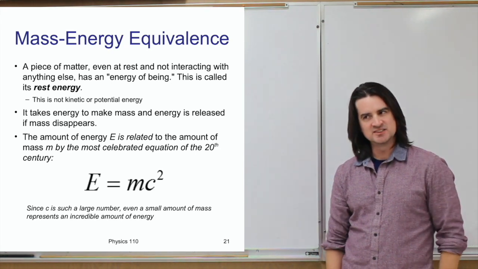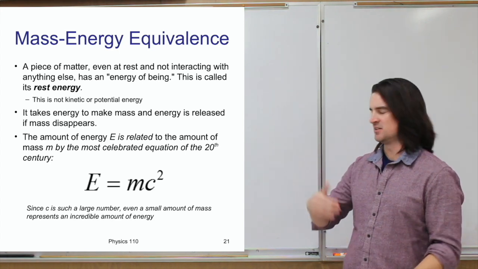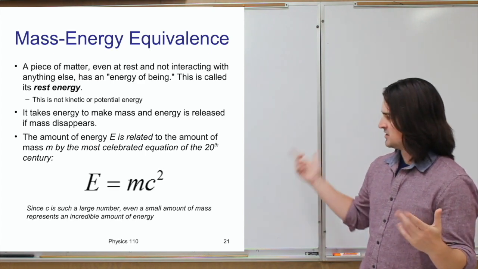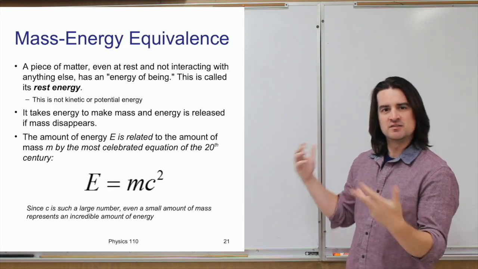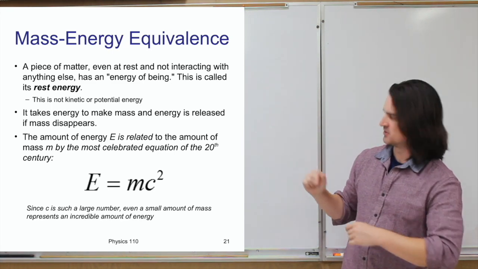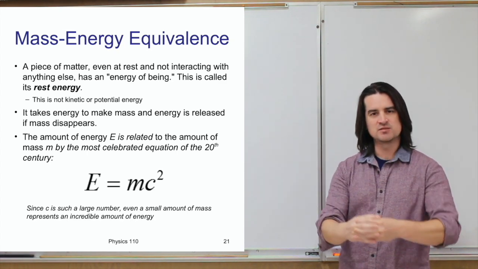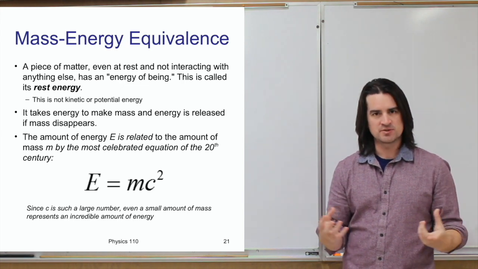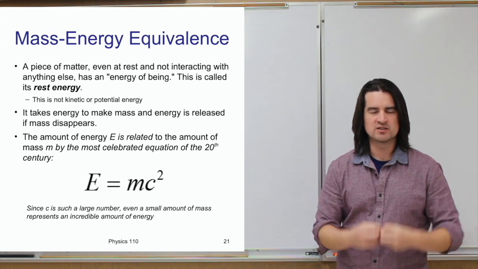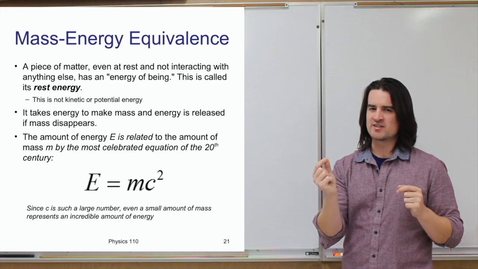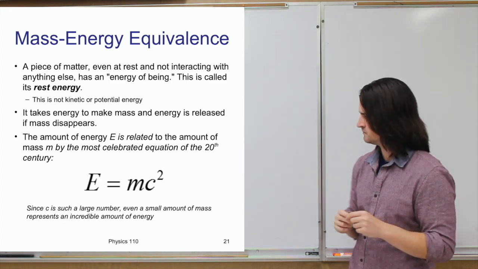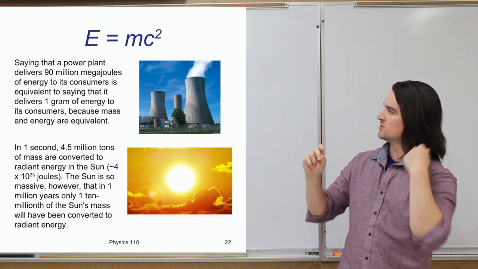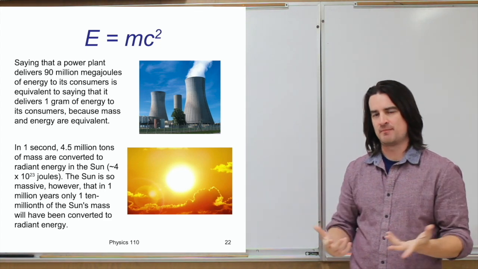And that idea is partially encapsulated in this equation, which you've probably seen. It's one of the most celebrated and well-known equations from the 20th century: E equals mc squared. So the rest energy of an object is equal to the mass of that object multiplied by the speed of light squared. The speed of light, c, is 300 million meters per second, which is already a very big number. You square that, you get an incredibly large number. So even a tiny amount of mass is equivalent to a very large amount of energy. That fact is useful if you can liberate that energy, if you can convert that mass into energy.